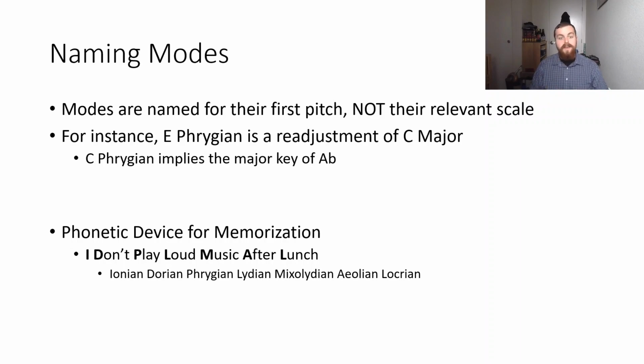It's not that much, but if you do need a phonetic device, I've given you one here. I don't play loud music after lunch. This is useful because it tells you all of your modes in the order that they appear: Ionian, Dorian, Phrygian, Lydian, Mixolydian, Aeolian, and Locrian. What's also nice about this is that notice that there's two L's.